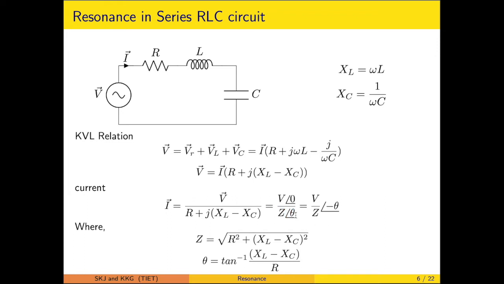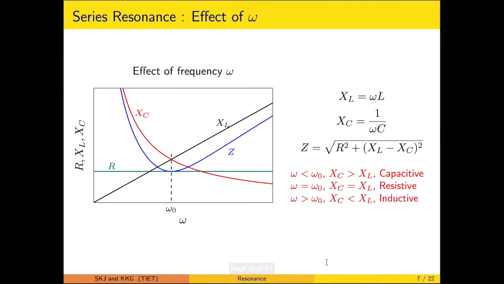While writing Z∠θ, we have considered that XL is greater than XC. These are the expressions to define the impedance magnitude in ohms and the impedance angle θ. Now the variation is plotted here. The impedance has three components: resistance, the inductive reactance XL, and the capacitive reactance 1/ωC. These are plotted with respect to the frequency.